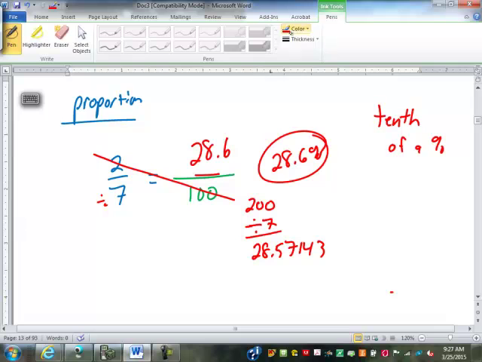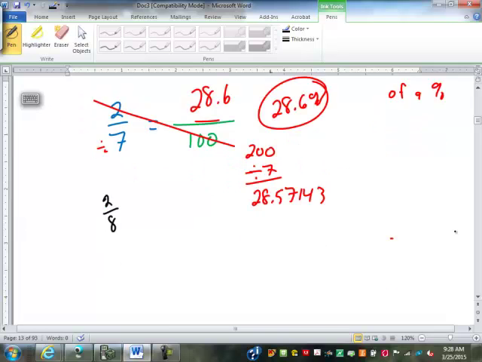For whatever reason, it seems like it should be more than that. 2 out of 7, it just seems like it. Well, this is where those benchmarks come into play. 2 out of 8 is 1/4, right? Which is 25%. So that makes sense. That's a little bit more than 25%.